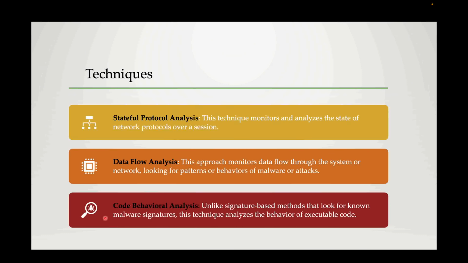The third one here, we have code behavioral analysis. This is unlike signature-based methods that look for known malware signatures, as I discussed in the previous video. Now, this technique analyzes the behavior of executable code. It monitors the actions performed by a program when it is executed, such as attempts to access certain system files or make network connections, to identify malicious intent.